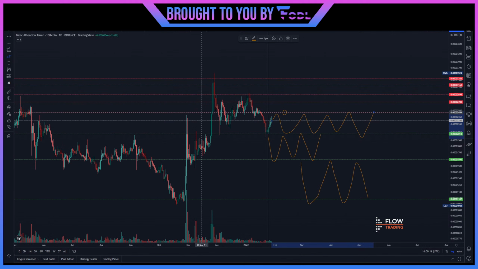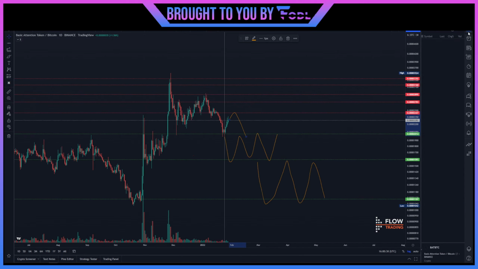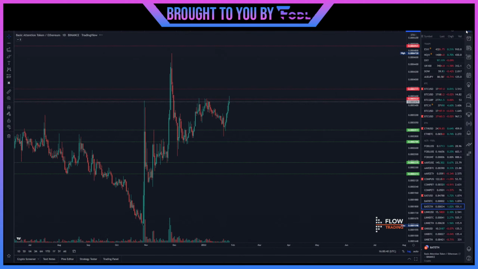Yeah, so we've broken market structure. This is looking a little bit more bearish, so I'd be more inclined to think that even though this is going up, for me, we're going to come back down again and perhaps even test these ranges down here. So just keep that in mind. That's essentially what I'm seeing. Come up here and then come lower. So that's Basic Attention Token versus Bitcoin. Let's have a look at BAT versus ETH.